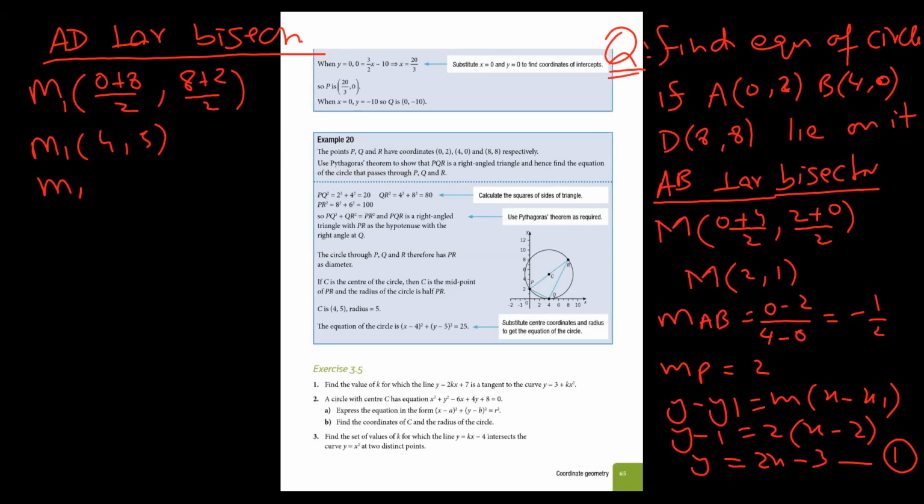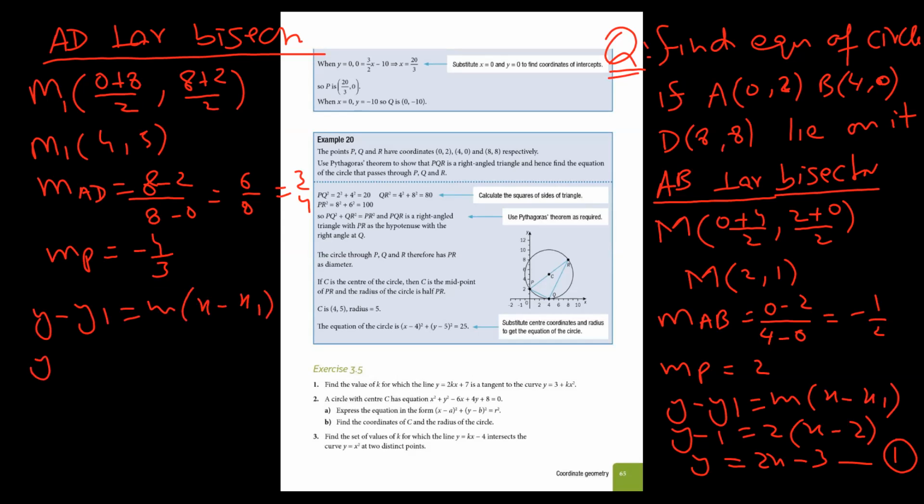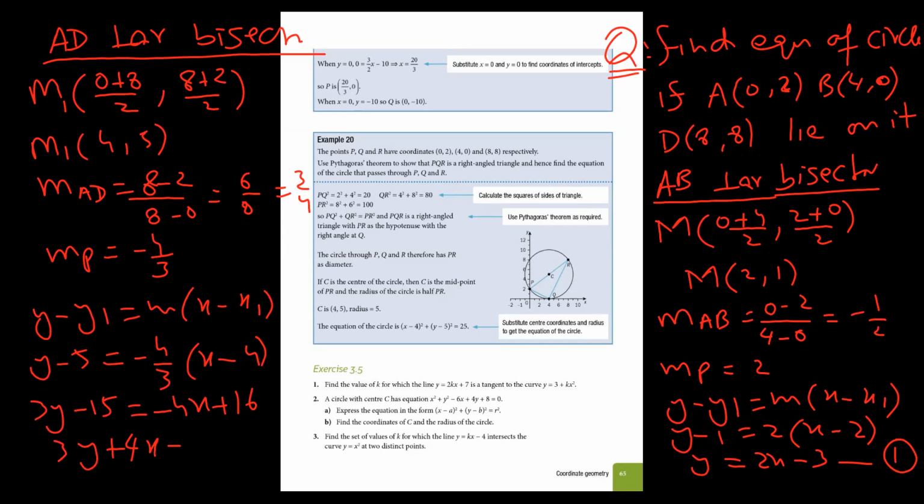And now the gradient of AD. So y2 minus y1, so 8 minus 2 over 8 minus 0. And I got 6 by 8, which means 3 by 4. So the gradient of the perpendicular turns out to be negative 4 over 3. Now I'm using this gradient and this point. So y minus y1 equals m times x minus x1. So y1 is 5. Wait a minute. y minus 5, and m is minus 4 over 3, and x minus 4. Multiply by 3: 3y minus 15 equals minus 4x plus 16. So 3y plus 4x equals 31, equation number 2.